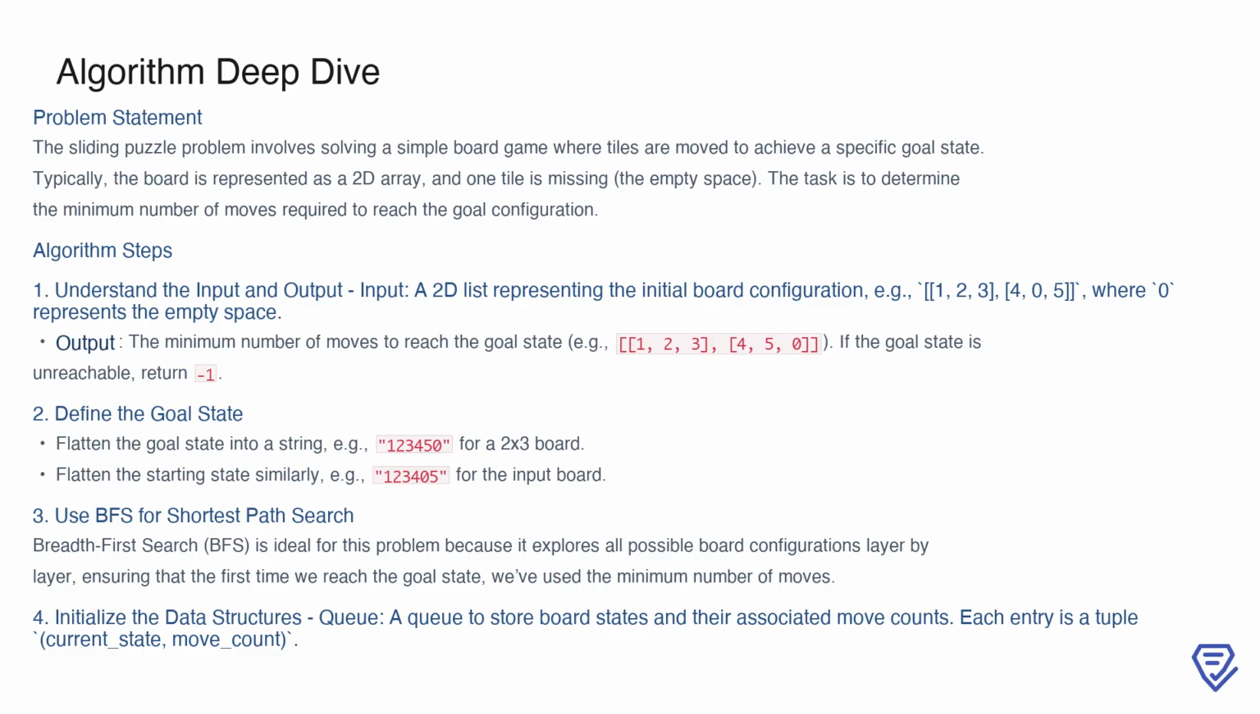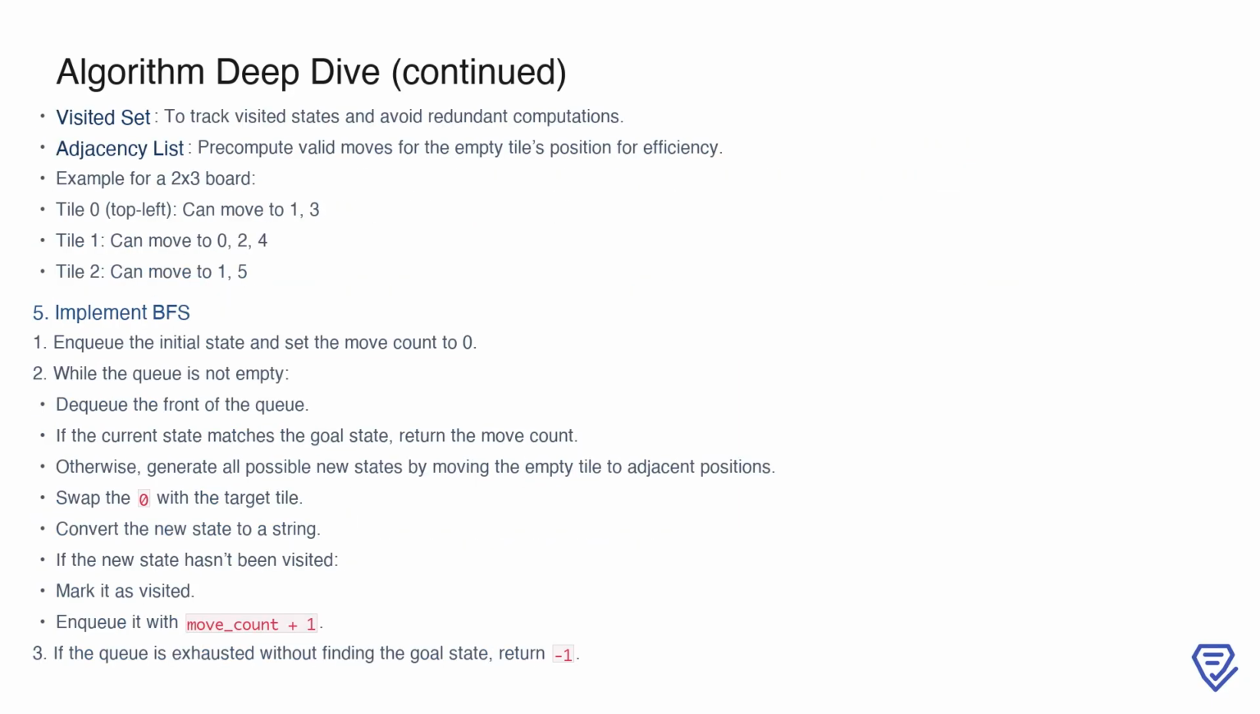To set this up, we use a queue to store board states along with their respective move counts. Each queue entry is a tuple of the current board state and the number of moves taken so far. In addition to the queue, we use a visited set to keep track of states we've already processed, preventing redundant computations and infinite loops. We also pre-compute an adjacency list to represent valid moves for the empty tile's position, optimizing state generation.